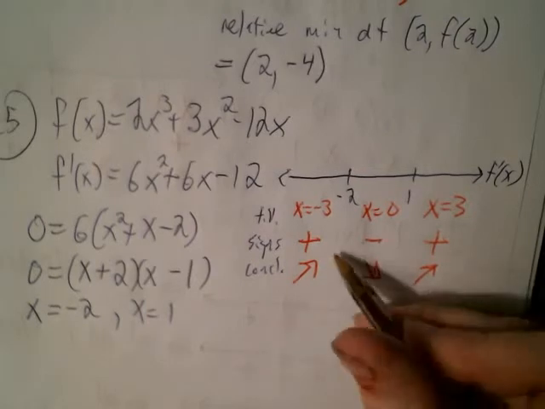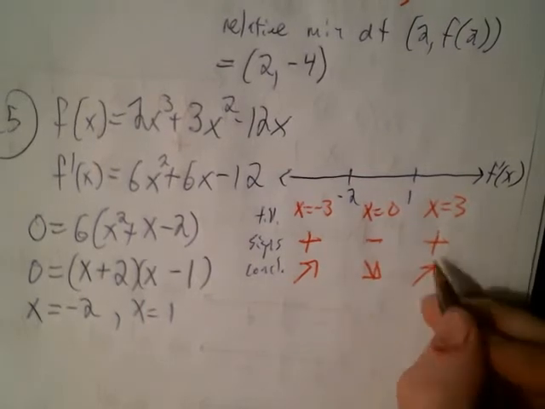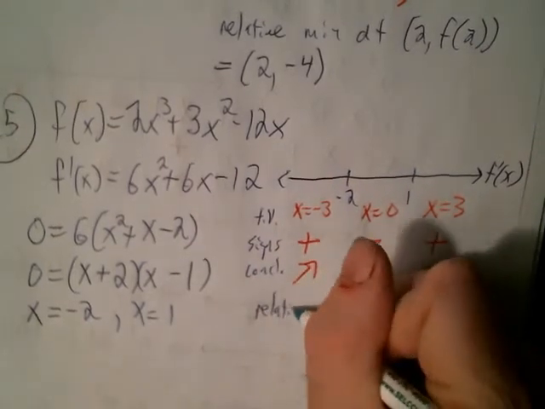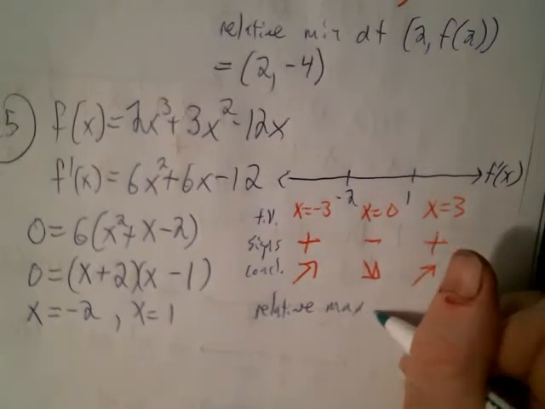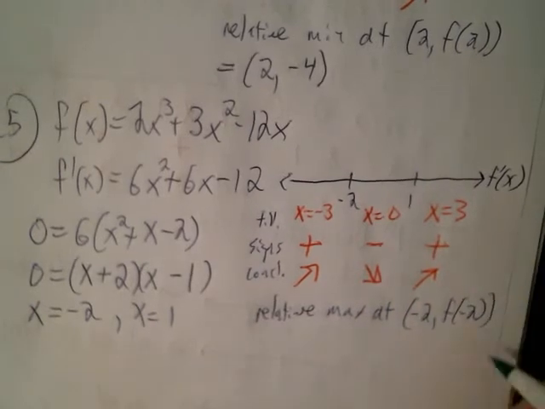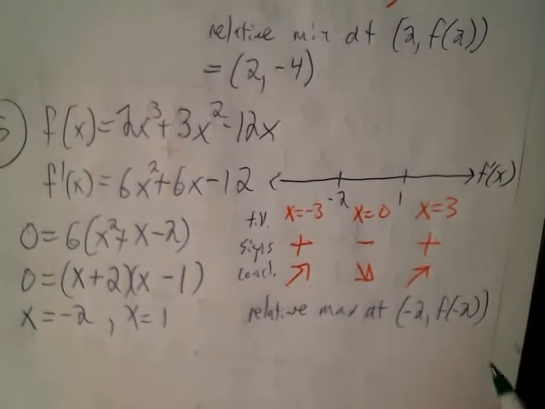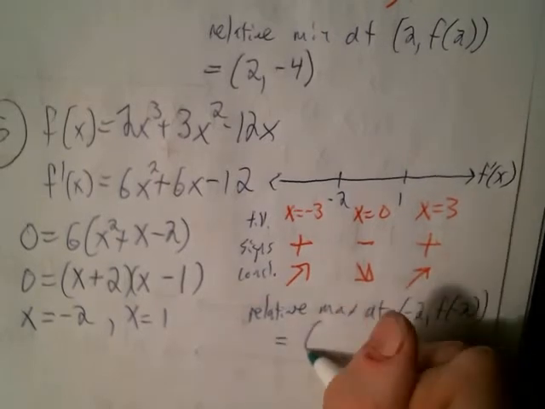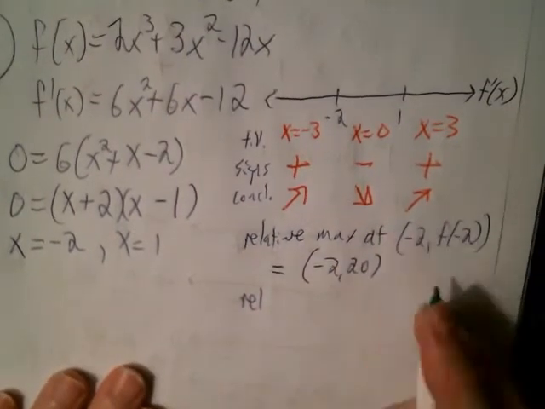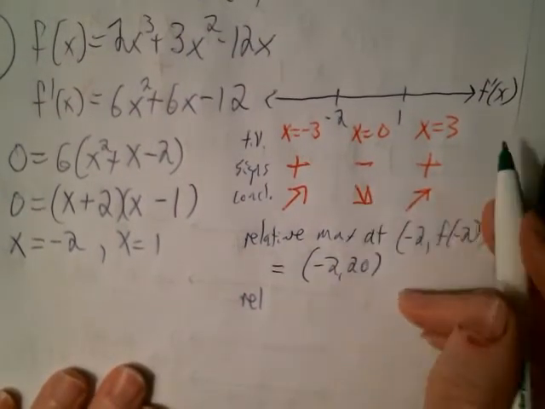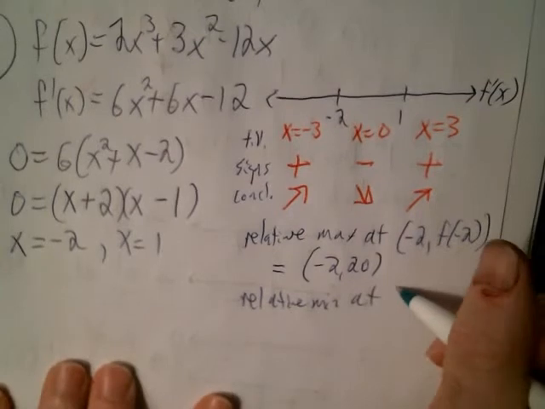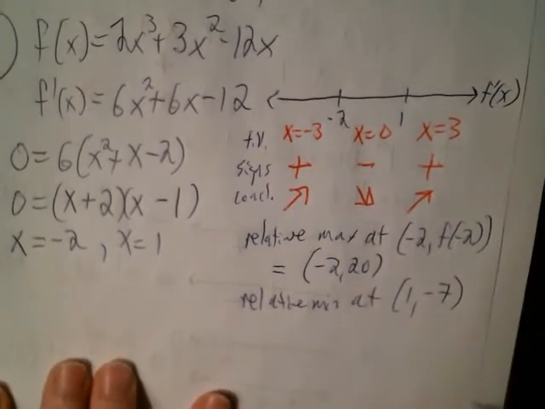That means there's a hill, so there'll be a maximum. And then it's decreasing and increasing. That'll be a valley, so it'll be a minimum. Okay, so there's a relative max at the point negative 2 comma f of negative 2. So if I plug in negative 2 into this, I will get negative 2 comma 20. And then there's going to be a relative min at this other point, right, where it goes down and then up. So relative min at the point 1 comma negative 7.